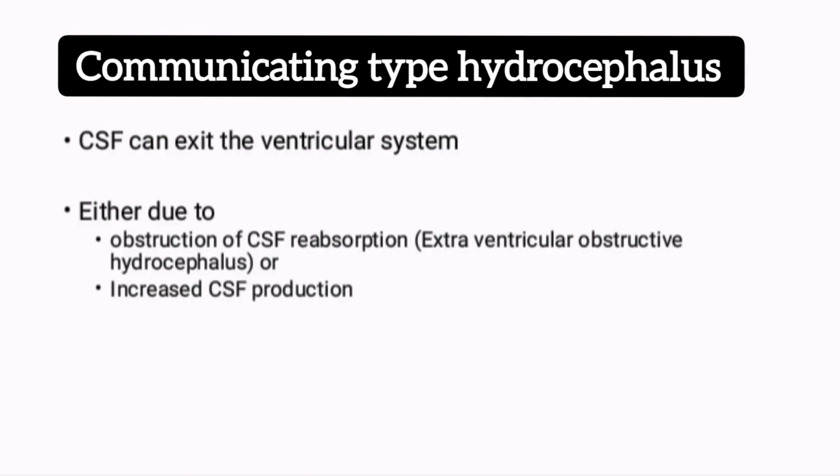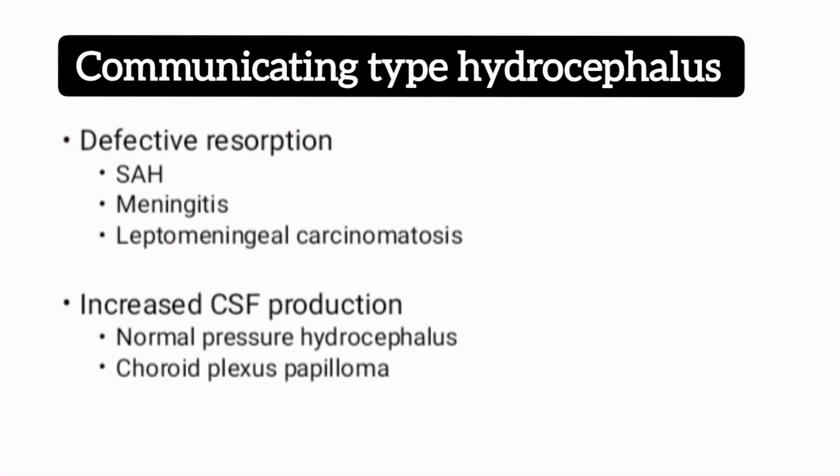Communicating type hydrocephalus. Cerebrospinal fluid can exit the ventricular system. It occurs either due to obstruction of cerebrospinal fluid reabsorption, such as extraventricular obstructive hydrocephalus, or increased cerebrospinal fluid production. Defective reabsorption occurs in subarachnoid hemorrhage, meningitis and leptomeningeal carcinomatosis. Increased cerebrospinal fluid production occurs in normal pressure hydrocephalus and choroid plexus papilloma.